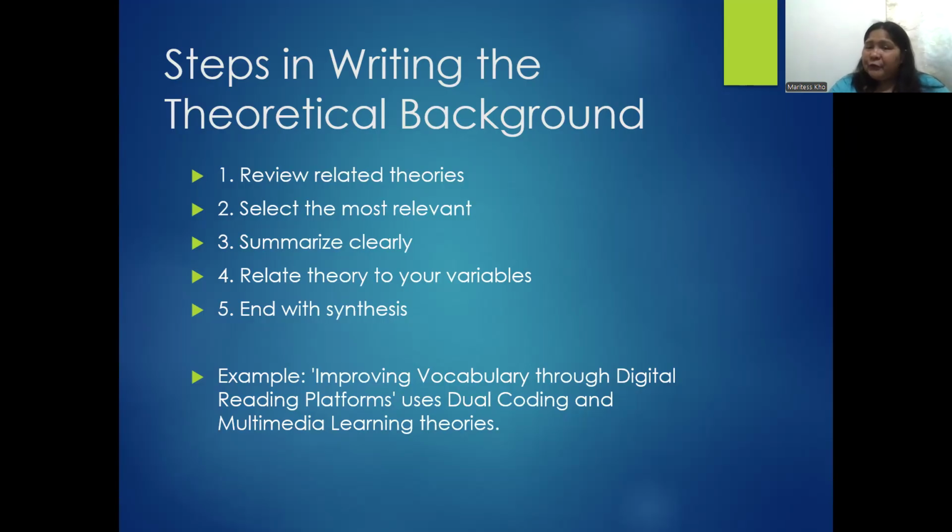Now, I have a tip for you. Theories should fit your research objectives and help you interpret your findings later. Again, the theories that you choose should fit your research objectives and help you interpret your findings later. Step 3, summarize clearly. So summarize each theory clearly, class. Once you've chosen your theories, provide a short but clear explanation of each one.